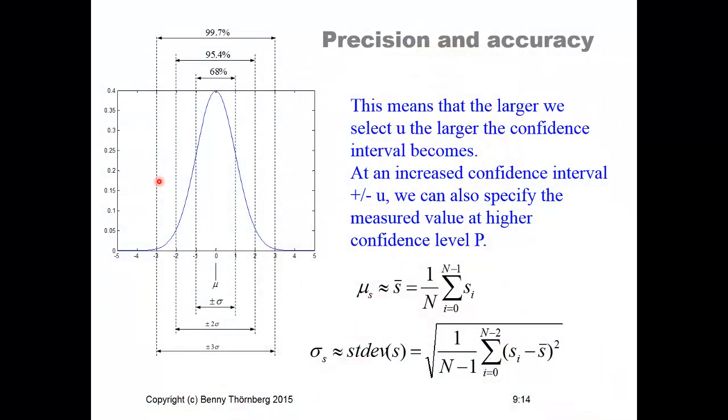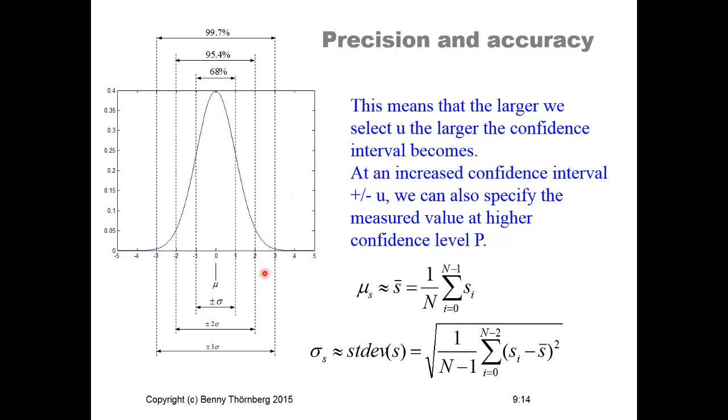And I have summarized this into this graph that you see here for plus minus sigma, 2 sigma and 3 sigma. For plus minus 1 sigma we have 68% confidence level, plus minus 2 sigma 95.4%, and plus minus 3 sigma 99.7%. And the conclusion that you can also draw from this is that if you really want to reach 100% confidence level, then you must also increase the confidence interval, this u, to plus minus infinity, which is maybe not really realistic.